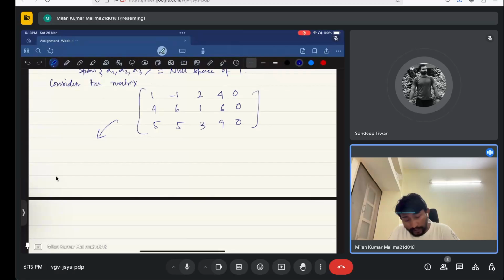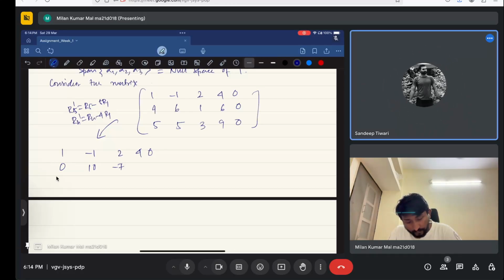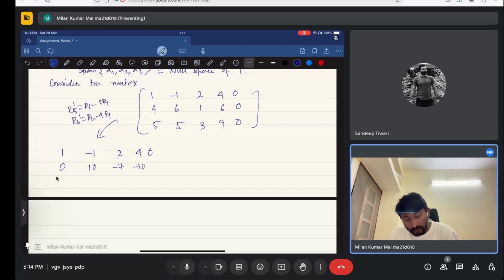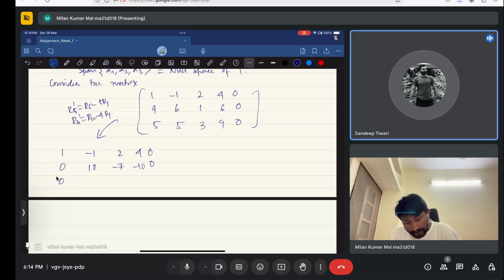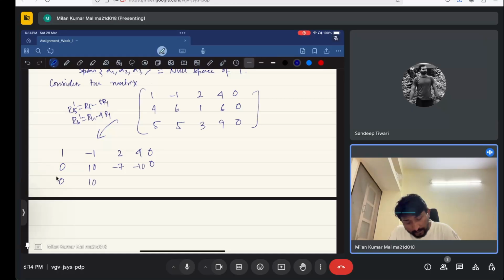That is what we have to check. So let's do the row reduction process. R4' = R4 - 4R1, and R5' = R5 - 5R1. So what we get: the first row as it is, and the second row is 0, 6 - 4, 10, 1 - 8, which is -7, and so on: 0, 2, 10, -7, 0. The next row is 0, 0, 10, -7, -11, 0. Yes, this is correct.